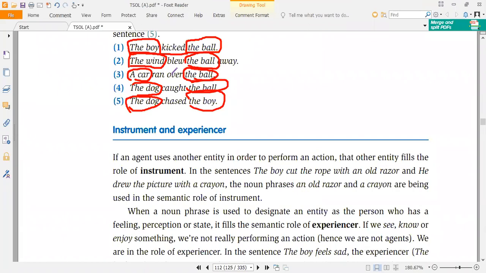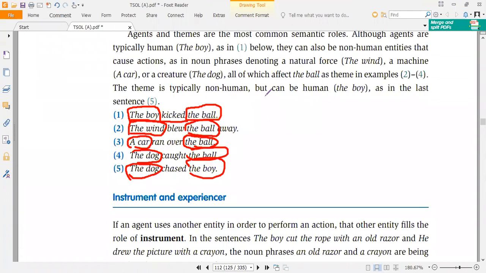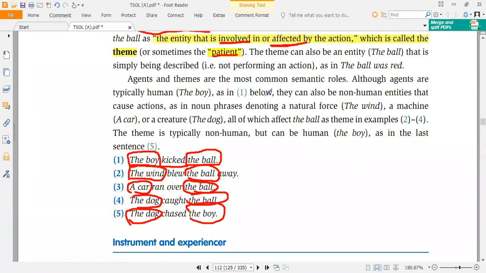Sir, is there any difference between the fashion, theme, and object? Object is actually taken as the theme or the patient. You cannot call it an object. Okay, sir. In semantics, you have to call it a theme or a patient. Got it? Yes, sir.